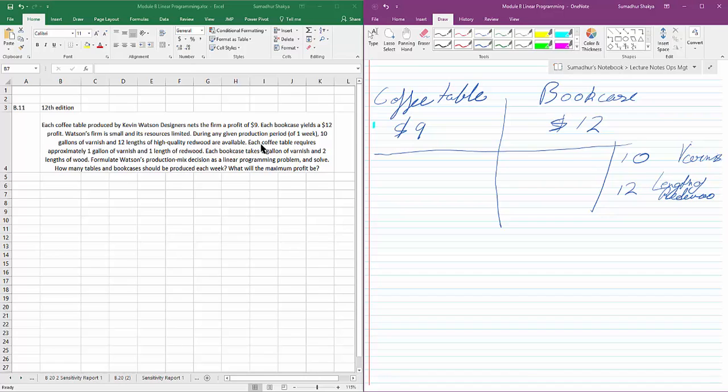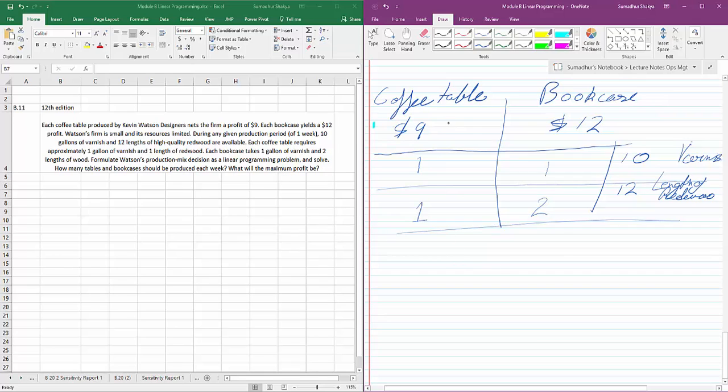Let's continue. Each coffee table requires approximately 1 gallon of varnish and 1 length of redwood. And the bookcase requires 1 gallon of varnish and 2 lengths of redwood. Find the product mix as a linear programming problem and solve how many tables and bookcases should be produced each week. So what will the maximum profit be?